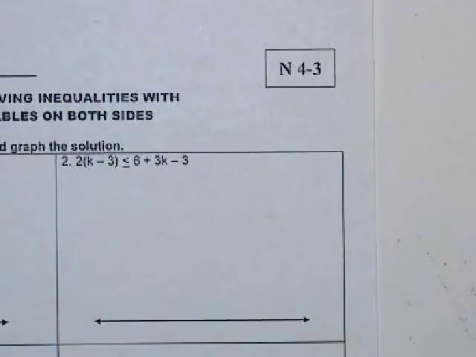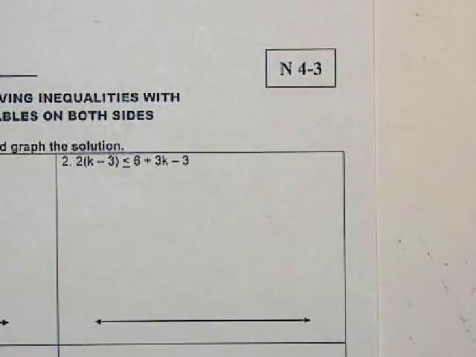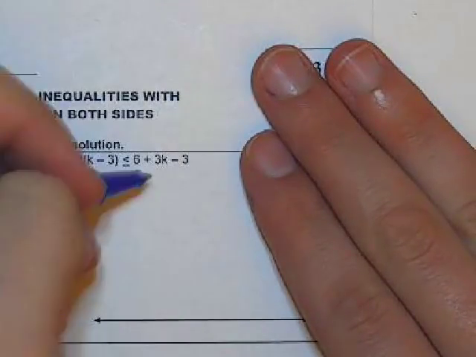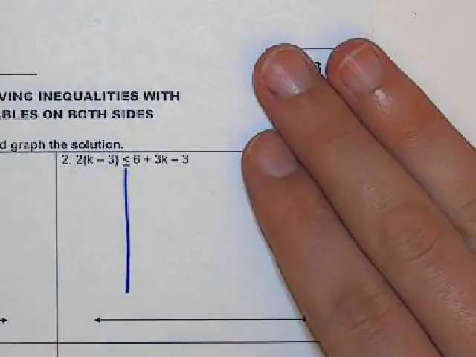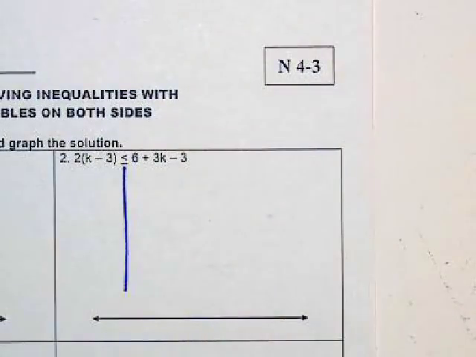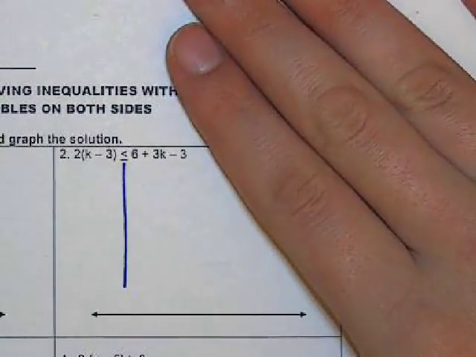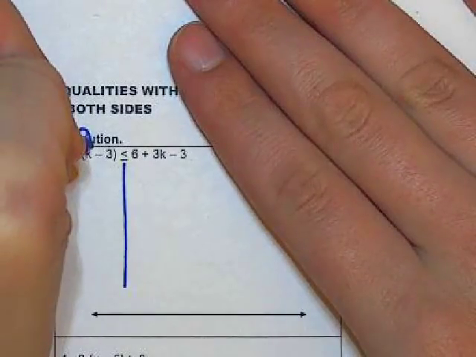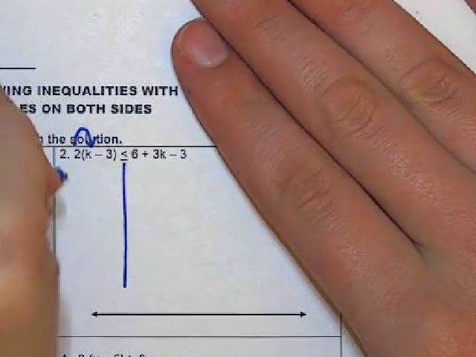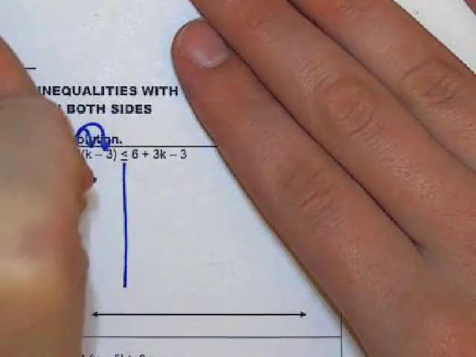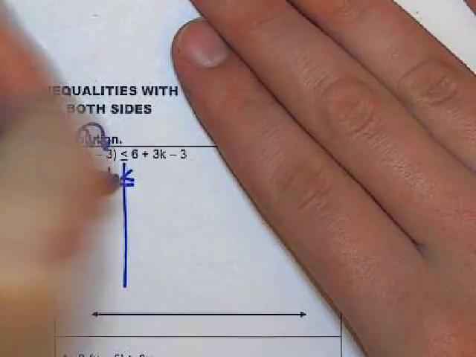Number 2. Look at number 2 with me. Draw your line. Okay, number 2's got a few extra steps. What do I start with? Distribute the parentheses. Good. So what number am I going to distribute? The 2. 2 times k is 2k. 2 times negative 3, negative 6. Good. Less than or equal to.